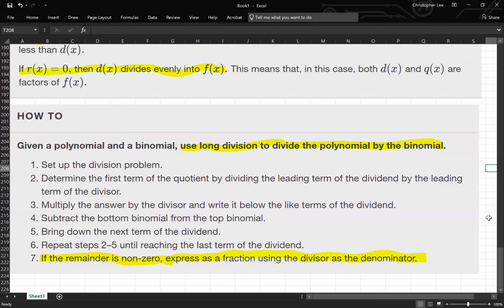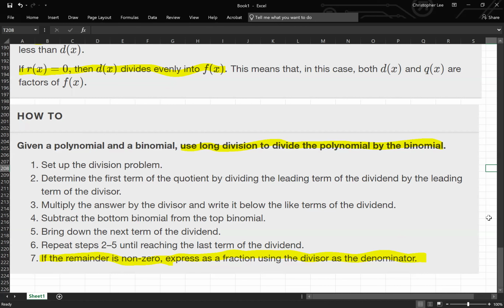I got you. All right, let me just give you a little bit of tea real quick before we jump into an example. So given a polynomial and a binomial, we're gonna use long division to divide the polynomial by the binomial. First things first, you want to set up the division problem. The divisor goes on the outside, dividend on the inside. Step 2, determine the first term of the quotient by dividing the leading term of the dividend by the leading term of the divisor.